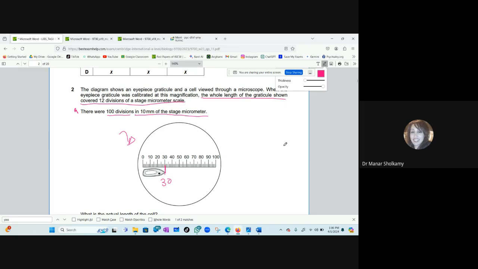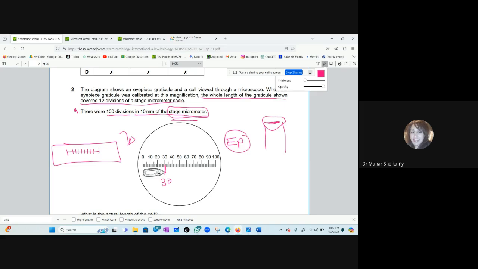There were 100 divisions in 10 millimeters of a stage micrometer. Now, I hope you remember the difference between a stage micrometer and the eyepiece graticule. The eyepiece graticule, from the name, is the ruler found in the eyepiece of the microscope. There is a ruler inside the eyepiece, and this eyepiece graticule has no units. There is another scale known as the stage micrometer. You have this in your notes. It is like a slide with a small ruler on it, but this has a scale.